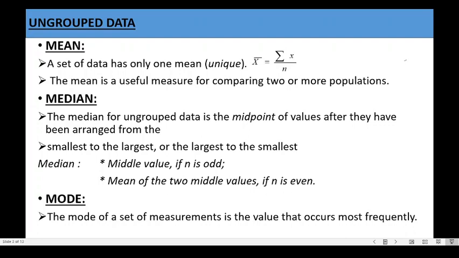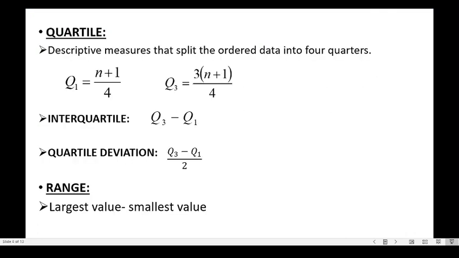Alright. Next, we go to the quartile. This calculation is only for ungrouped data, where we need to identify Q1 and Q3. For Q1, the formula is n plus 1 divided by 4. For example, just now we had 6 numbers, so 6 will be your n. So n plus 1 divided by 4, and you will get the amount. Same goes for Q3, but you need to put 3 in front. In brackets, you multiply with n plus 1 divided by 4.